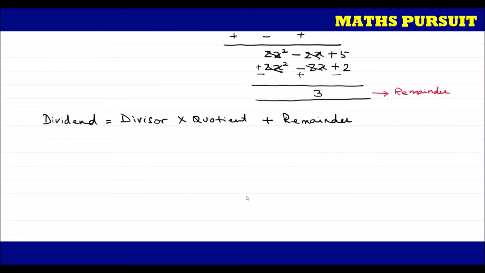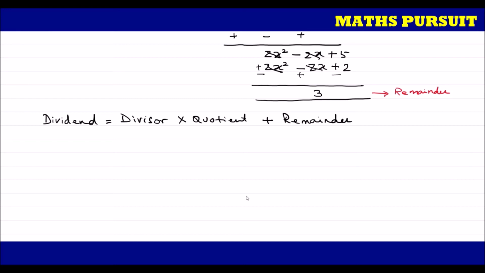Now you will see that. Let us put our dividend is equal to divisor times quotient plus remainder. What is the value of the dividend? We will replace it, and what is the value of the divisor? We are going to replace it. Now let us see what we are getting.